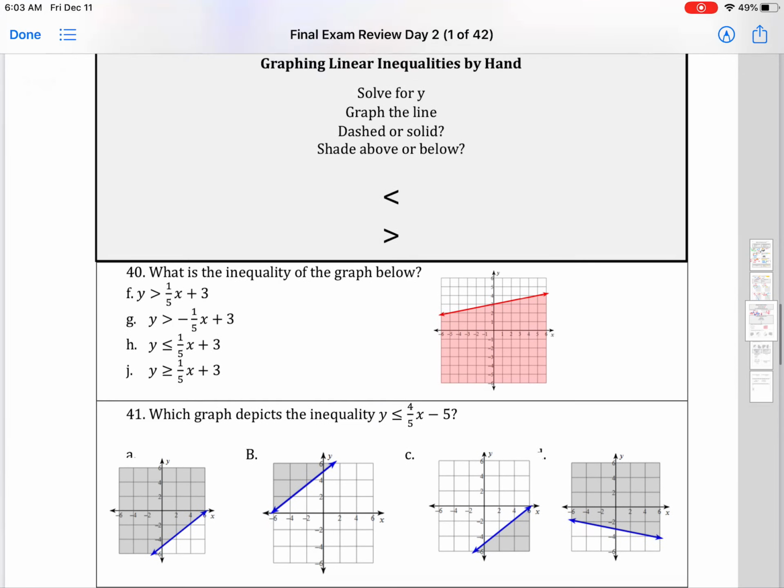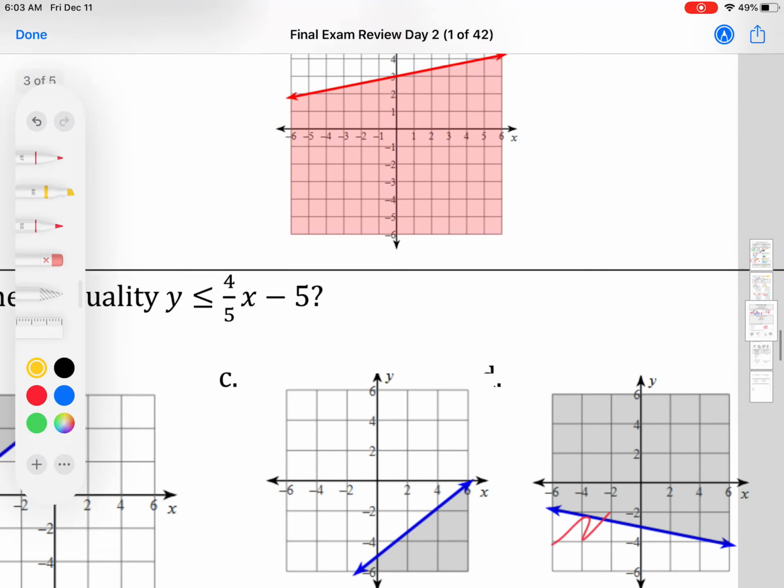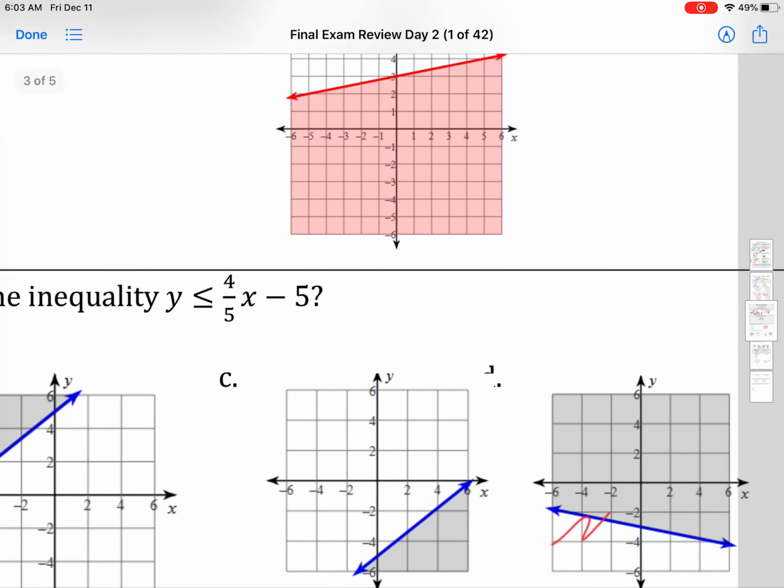Okay, next, these are very easy and very important. We are almost done. So in these here, we need to have y by itself. So in question 40, y is by itself. Then we need to figure out what sign it is. This is a solid, oops, one moment, sorry guys.